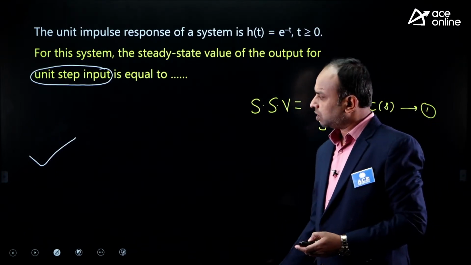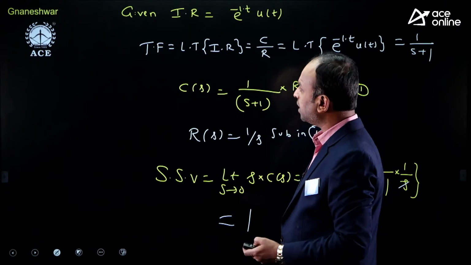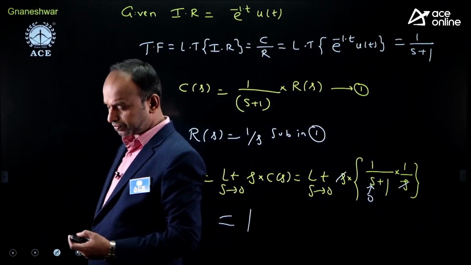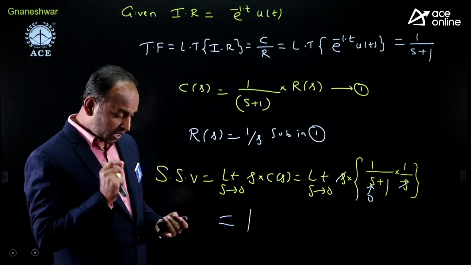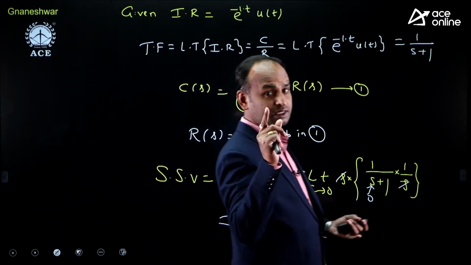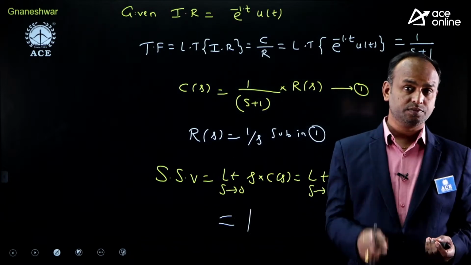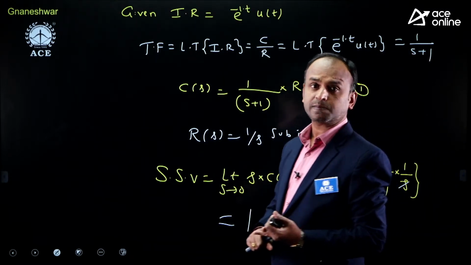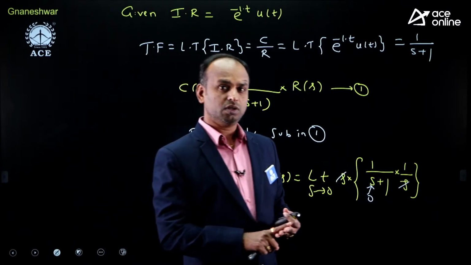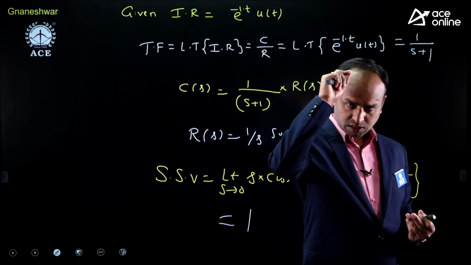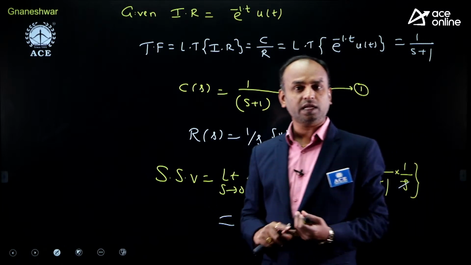In the time response, what type of questions can you expect? Mainly they are asking steady state errors: steady state error for unit step, steady state error for ramp input, steady state error for parabolic input. Mainly steady state error for step input only.